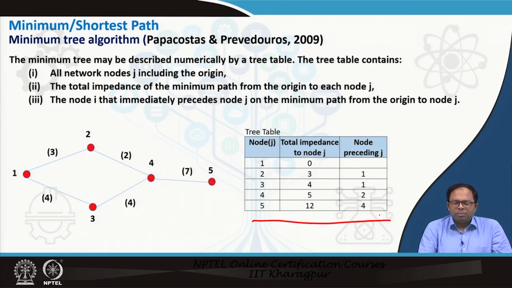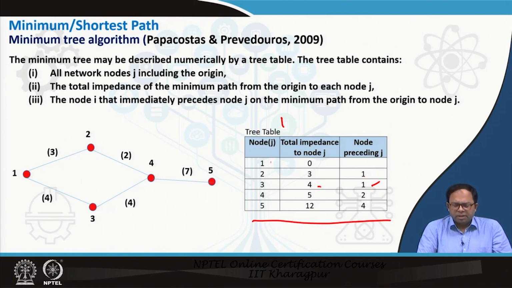So, suppose we take the total impedance of the minimum path from the origin to each node J. Let us assume the origin is 1. So, origin 1 to node 1, origin 1 to node 2, origin 1 to node 3, this is the total impedance for each particular node along the shortest path. That is what is listed in the tree table, and we also list the preceding node. Now, because we are listing the preceding node, we would be able to build the tree.